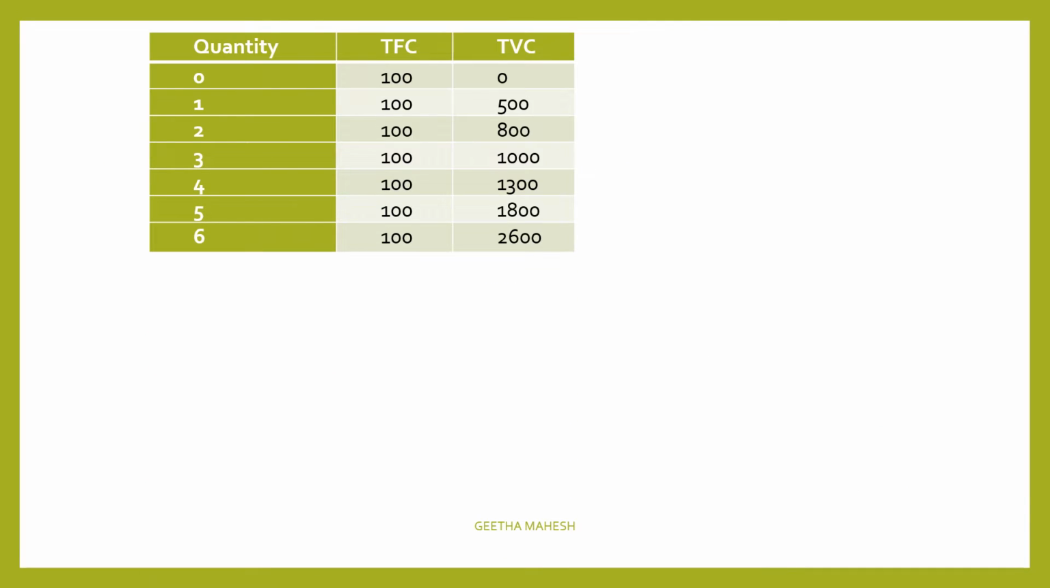Dear students, now let us discuss total variable cost. In the table you can see total variable cost. When quantity is 0, then total variable cost remains 0 only.